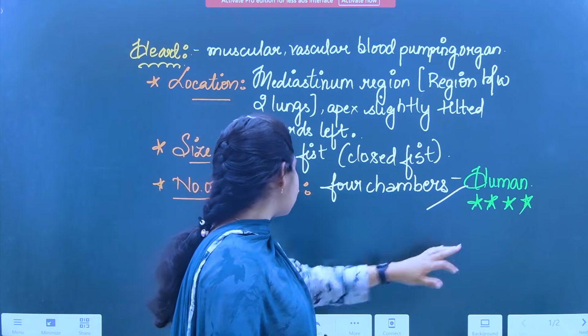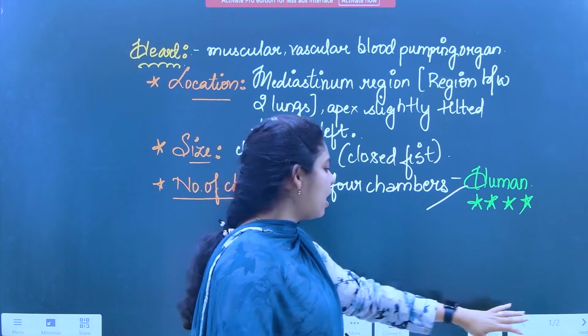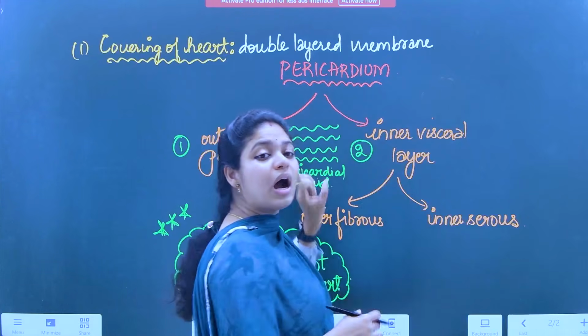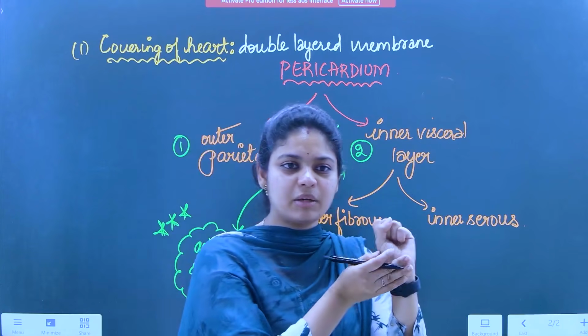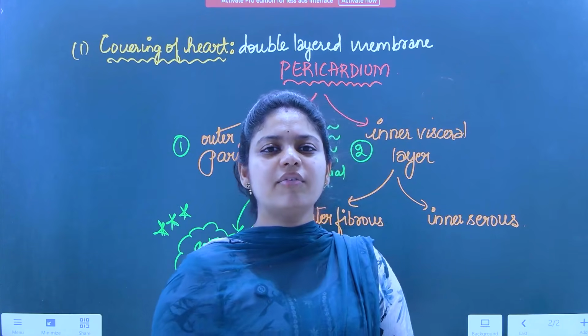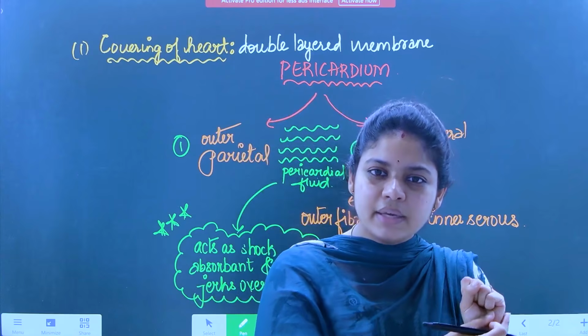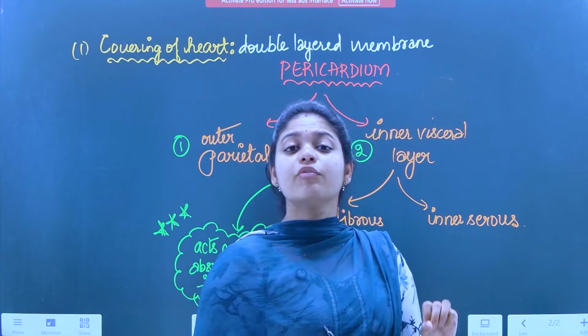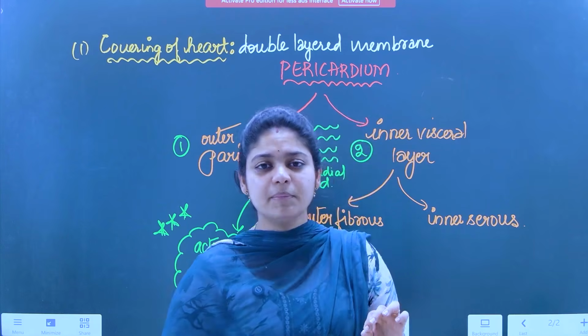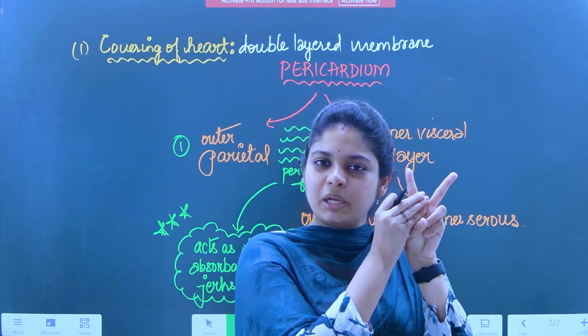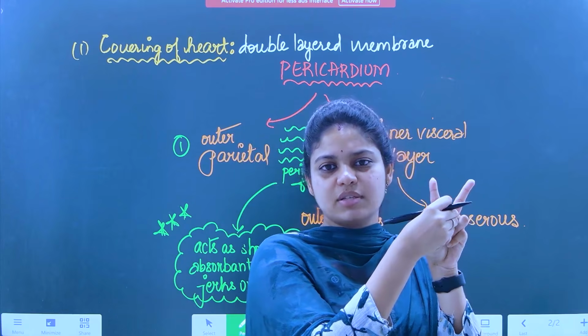Number of chambers, it is a four-chambered heart. Next, coming to the outermost covering. It has a double layered membrane in the covering, which is called the pericardium. What are the layers? Outer parietal layer, inner visceral layer.